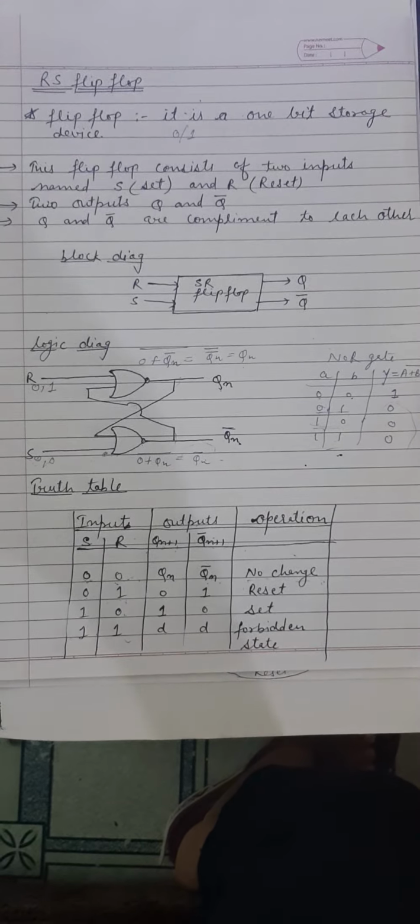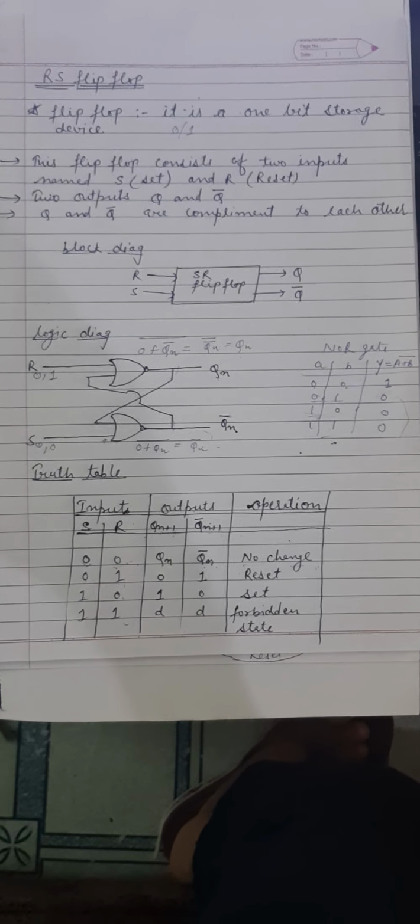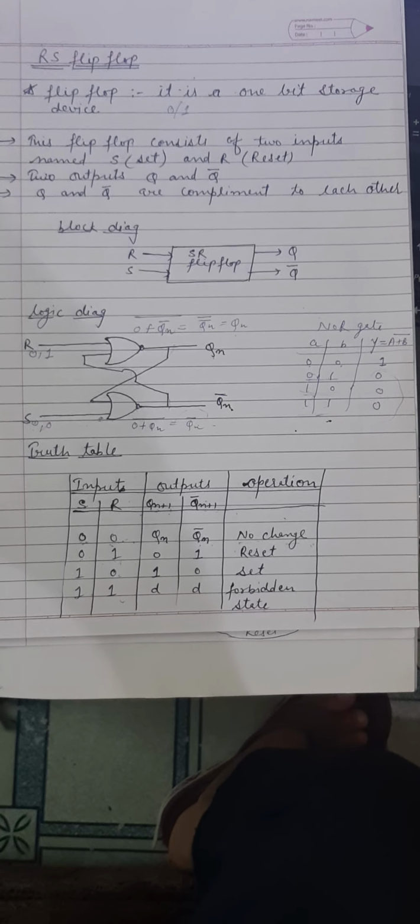So first of all, we should know the definition of a flip-flop. A flip-flop is a 1-bit storage device. 1-bit storage device means it can store only one binary bit. One binary bit can be either 0 or 1.